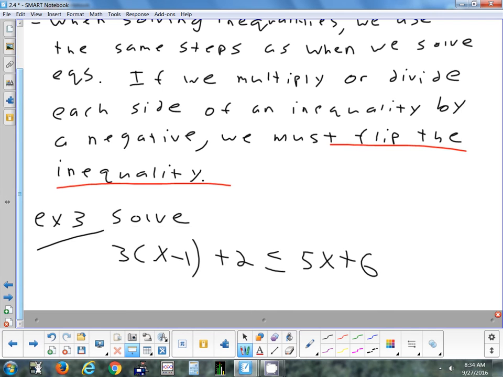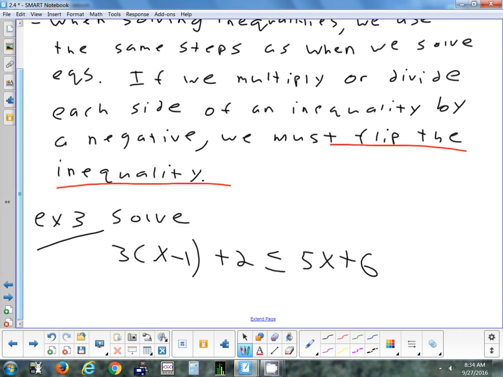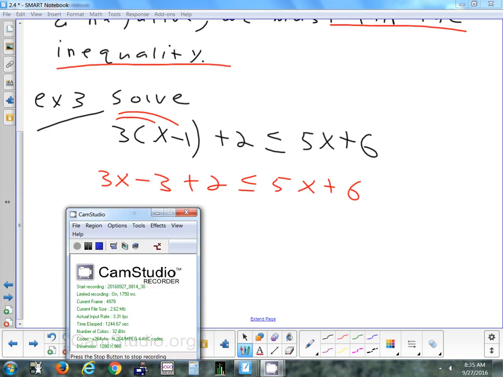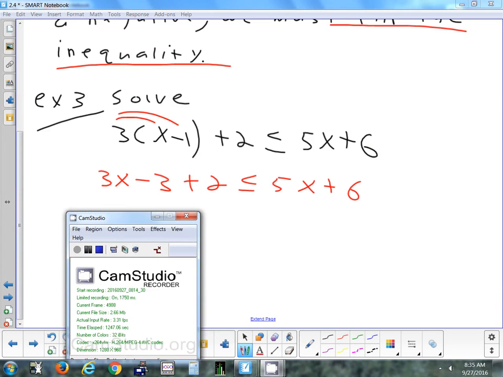All right, so let's try to solve this one. They don't ask us to graph it, so we don't have to graph the answer. We just have to show the steps to solve it. Taylor, what would be my first step in solving that inequality? Distribute the 3. Yeah, just like an equation, we're going to distribute out the 3. Sometimes we can do more than one step, but we'll just do one step at a time. So we distribute out our 3.